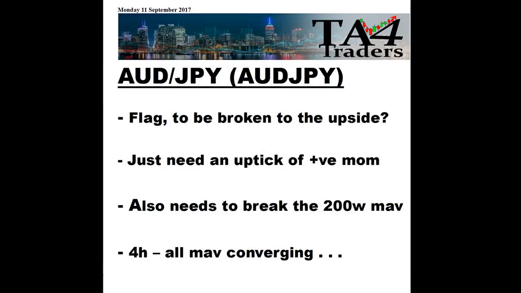So that's been TA for traders, having a look at the Aussie dollar against the Japanese yen. The key takeaways from the video should be it's a flag, but is it to be broken to the upside? We do need an uptick of positive momentum on all the charts, actually, from the daily, from the 4-hour right through to the weekly. The 200-week moving average is the key resistance level that you need to watch. And on the 4-hour, all those moving averages are converging. Keep your eye on it over the next few days. See if we're getting golden crosses created, because that could give the push that will break the resistance.